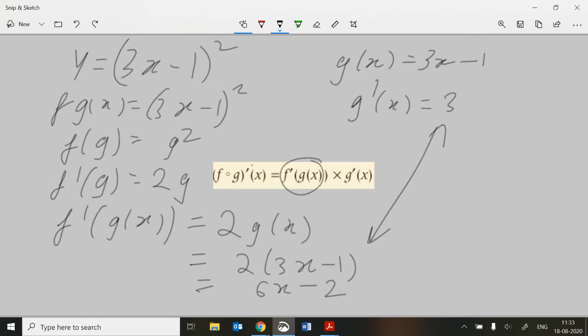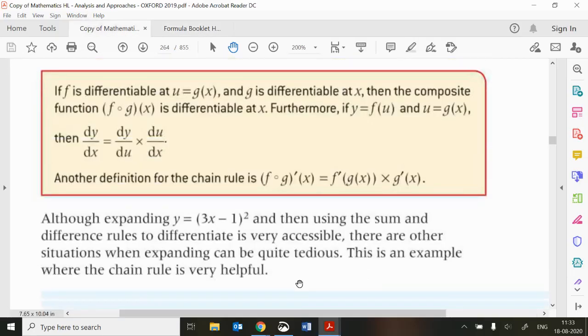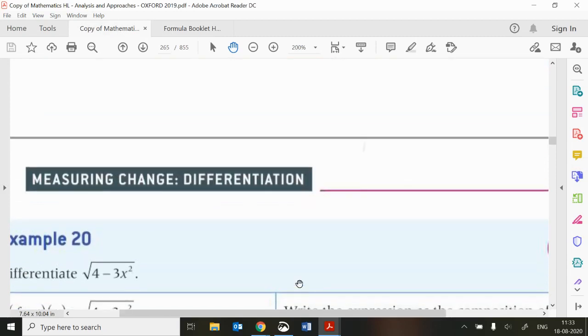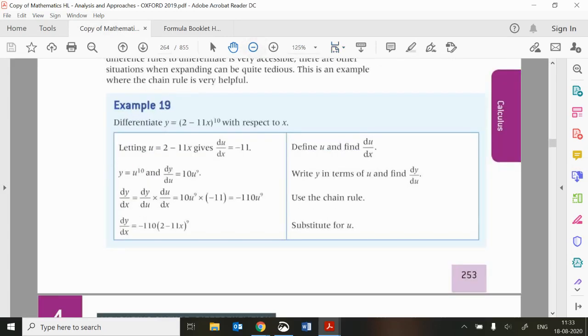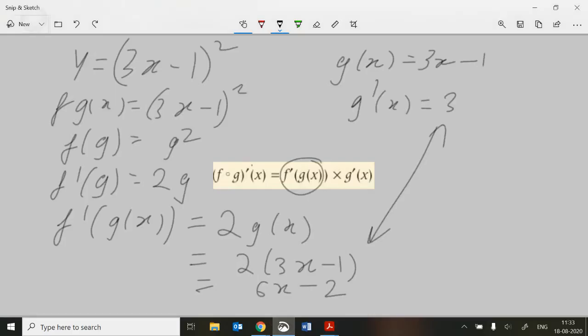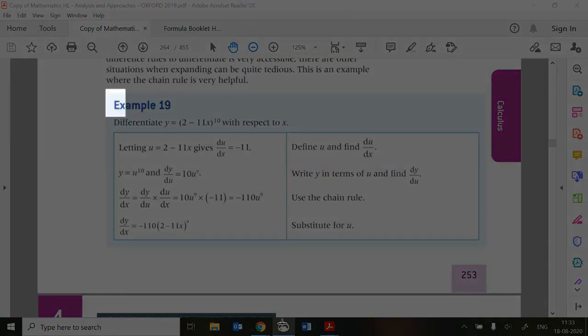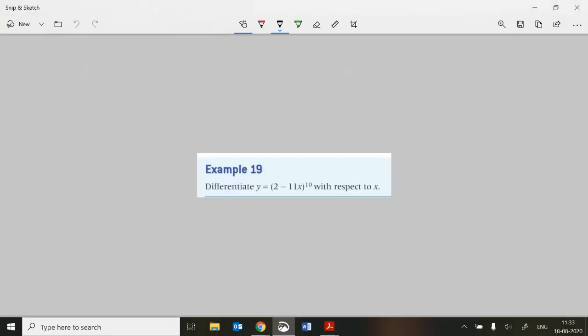Okay, right, well, let's have a look at the questions from the book. So we've got example 19. Let's just zoom down a bit here. So example 19 here says differentiate (2 minus 11x) all to the power of 10 with respect to x. So what they want is dy/dx, that's what we're looking for.